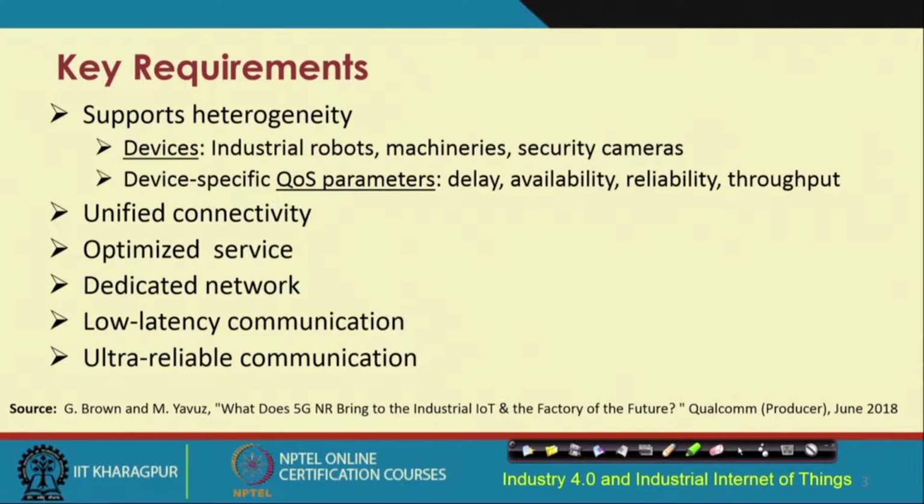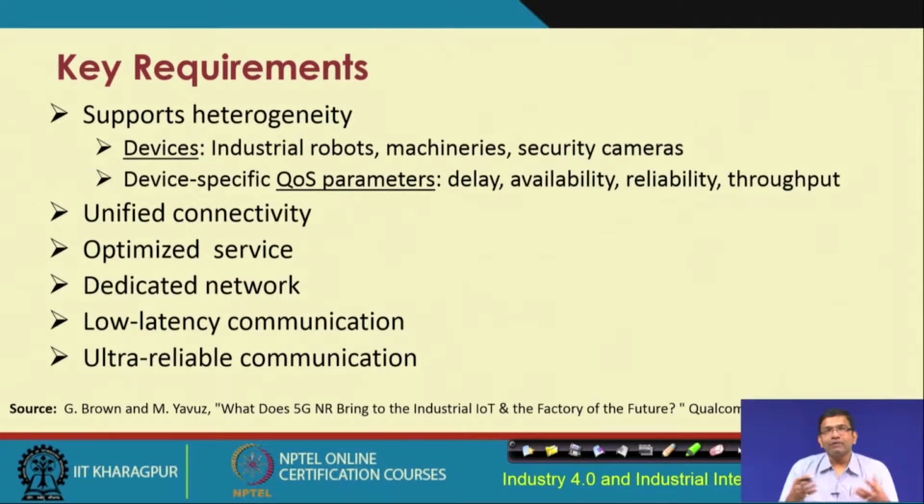In addition, we could use other advanced protocols, particularly protocols belonging to different wireless communication technologies, in order to provide connectivity between different devices such as different types of industrial machines, robotic devices, security cameras in the industry and so on, and supporting different quality of service parameters of the networks that are being built in terms of delay, availability, reliability, throughput and so on.